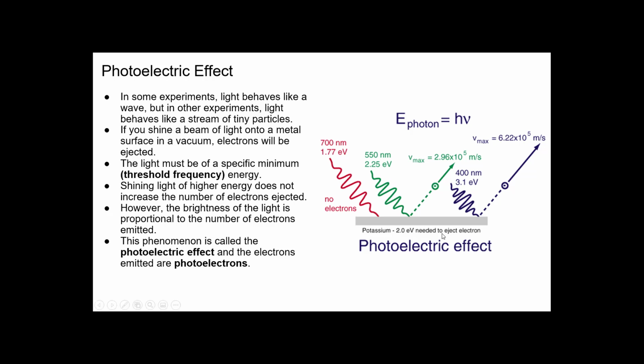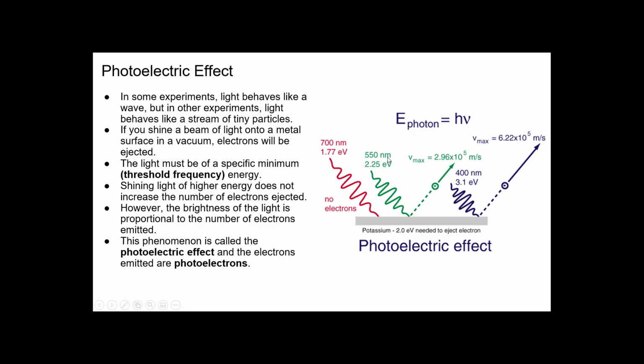If you look here, it says potassium. So we're dealing with potassium metal. You need a minimum of 2.0 eV needed to eject an electron. As you can see here, this is 1.77 or 700 nanometers. Remember, 700 nanometers is low energy. It's larger wavelengths and lower frequency. No electrons get ejected because it doesn't meet the minimum threshold.